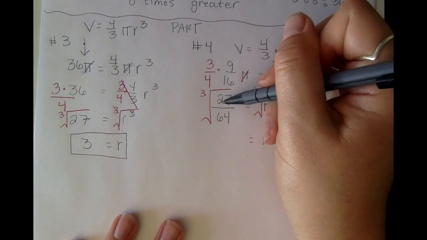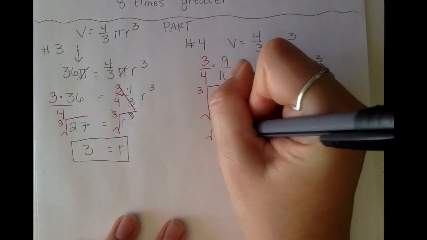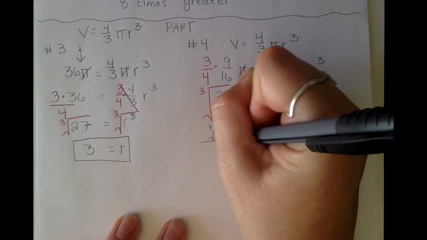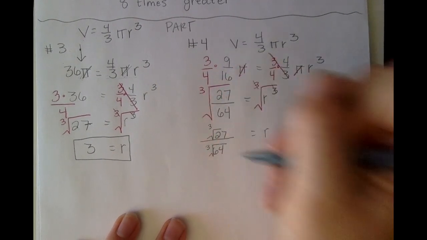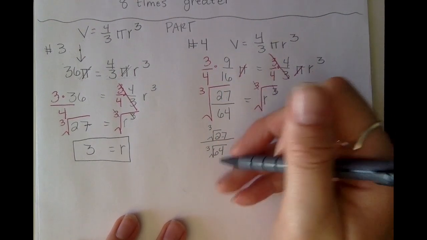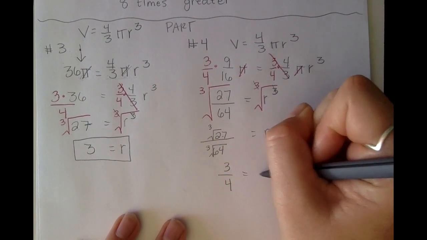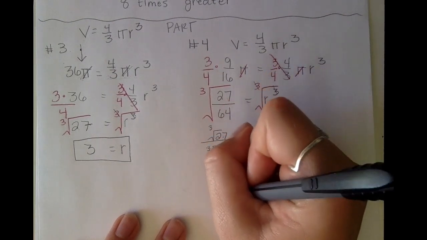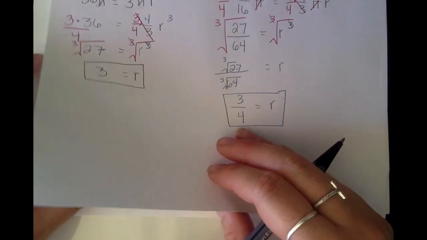Now, when I have a fraction being cube rooted, this is the same thing, remember, as the cube root of 27 over the cube root of 64. The cube root of 27 is 3. The cube root of 64 is 4. So r is equal to 3/4. So that was number 4. All right, and then we have a couple more. Let's go over 7 and 8.